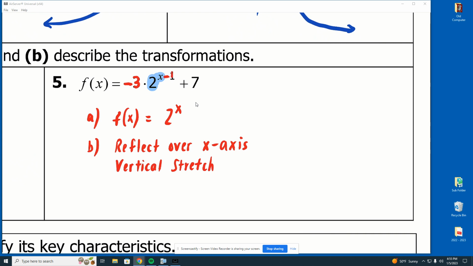Now we go out here to this -1 that's up in the exponent spot, so it's inside. So again, what we said is we know then that's horizontal shift. And of course, since it says -1, we know that that really means a +1 horizontal shift. It shifts to the right 1. And then, of course, this last thing we have is outside. We're adding 7. Outside represents vertical shift, and it is what it is. So this thing is going to shift up 7.